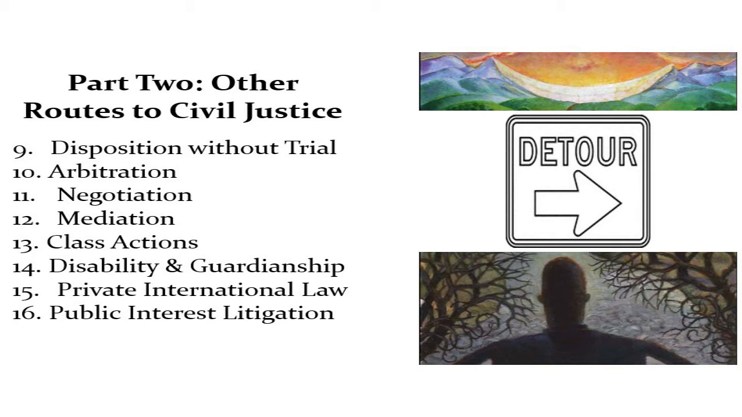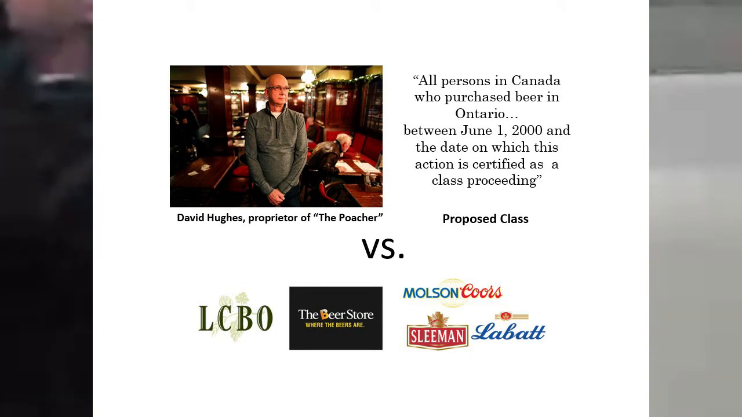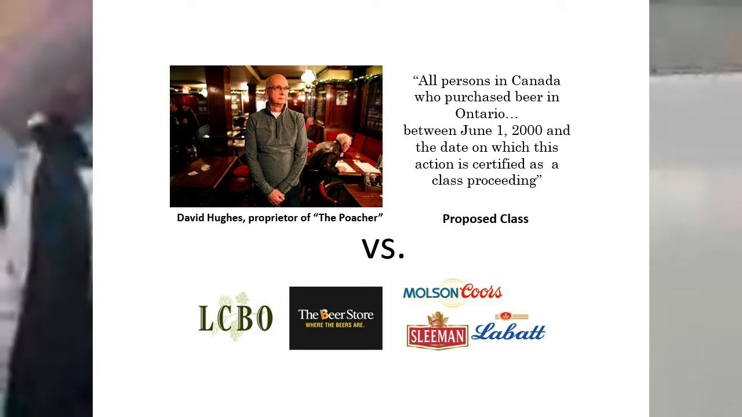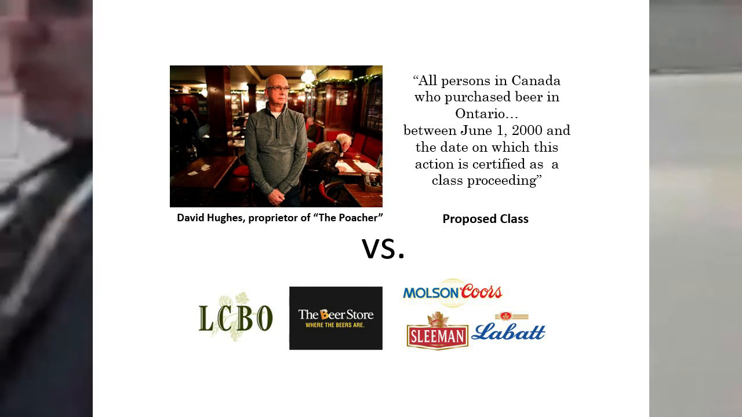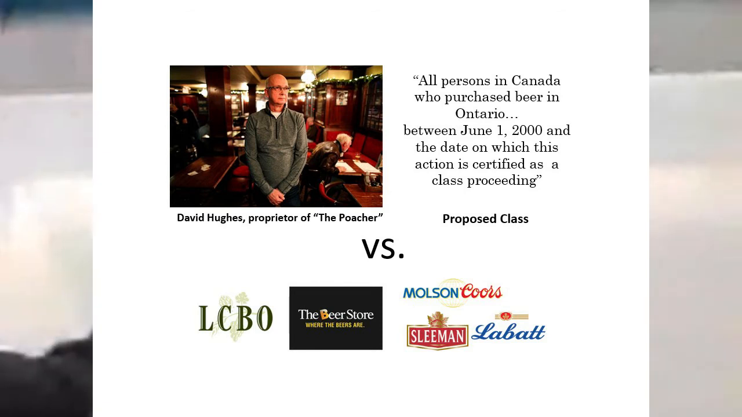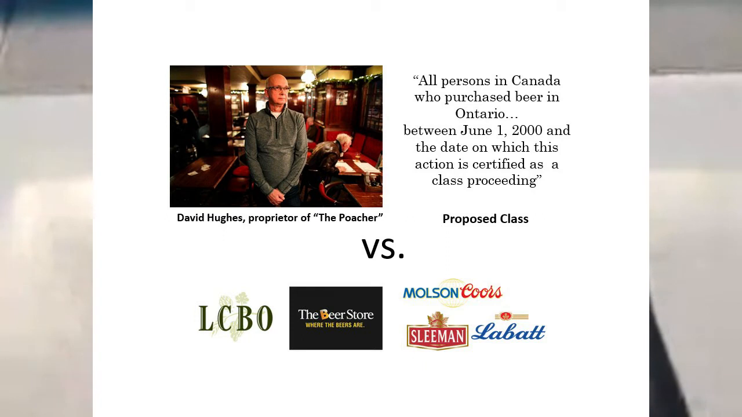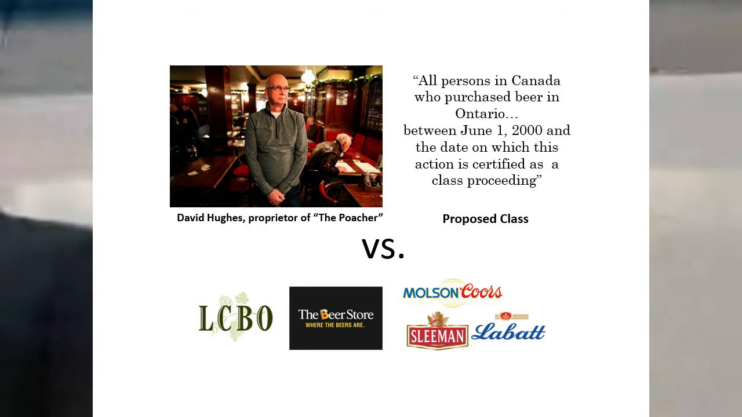Okay, so I'll show you this class action, which was just resolved this year, in which you were all, or I shouldn't say all, most of you were probably members of the class. Right? And most of you had your personal legal rights at stake in this dispute. So it was brought by a guy named David Hughes, right? Who is the proprietor of a pub called The Poacher. And he, as representative plaintiff, brought this class action suit against the LCBO, the beer store, Sleeman, Molson, and Labatt. Right, all the corporate owners of the beer store.